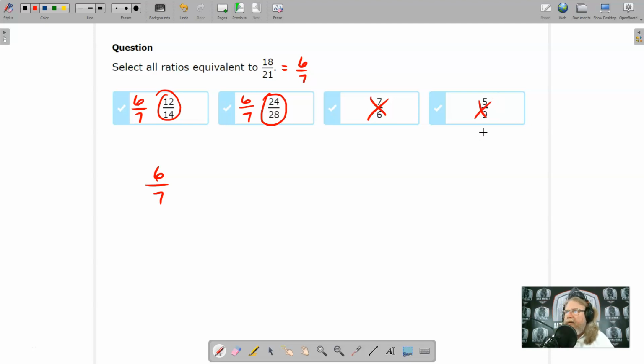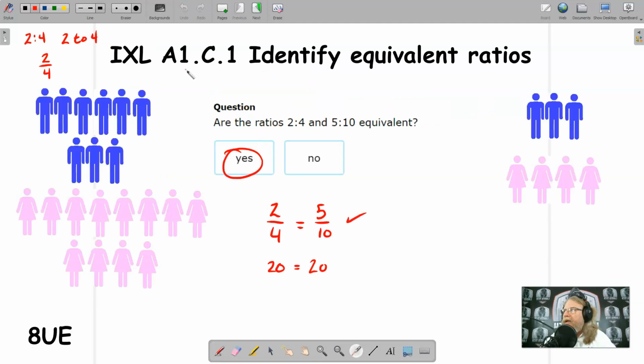And that concludes all of my examples for IXL A1.C.1 Identify Equivalent Ratios. Good luck with your activity.